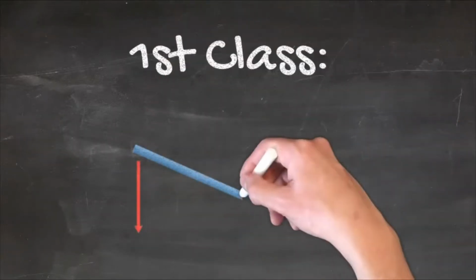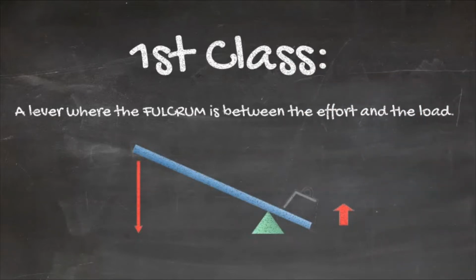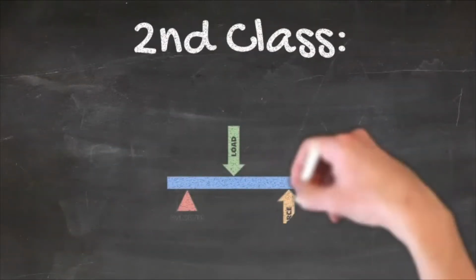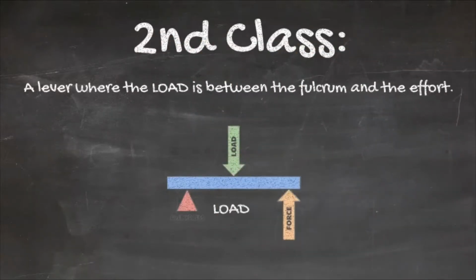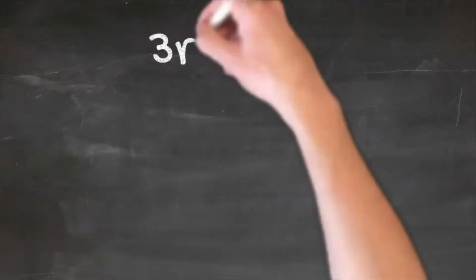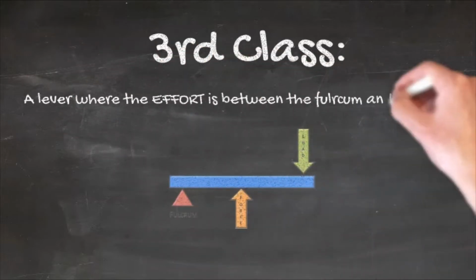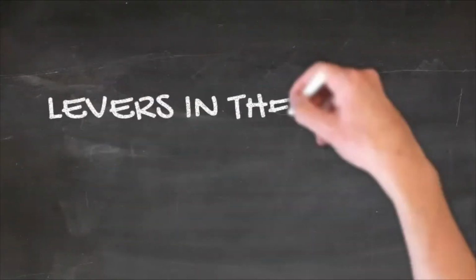Hopefully this is review. First class lever is a lever where the fulcrum is between the effort and the load. In a second class lever, we have the load between the fulcrum and the effort. And a third class lever, you guessed it, has the effort in between the load and the fulcrum. An easy way to remember this is with FLE. F-L-E stands for what's in the middle.